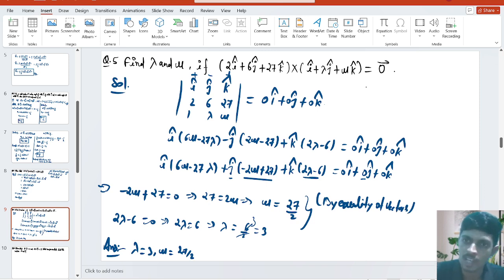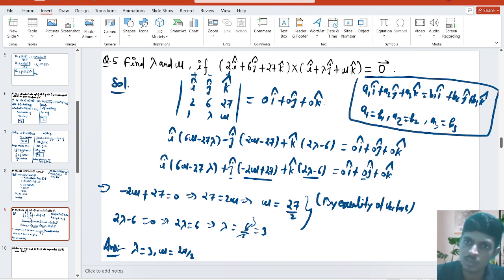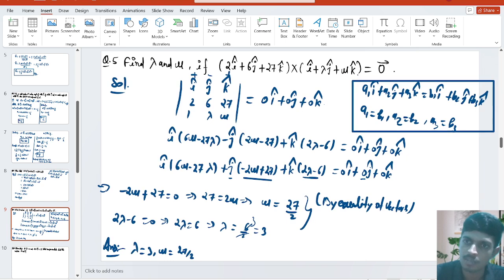So what is equality of vectors? A1 i cap, A2 j cap, A3 k cap. If this vector is equal to B1 i cap, B2 j cap, B3 k cap. If both are equal vectors, it is only possible if their components are equal. If A1 equal to B1, A2 equal to B2, okay, and A3 equal to B3. This is equality of vectors. This concept is used here. So this is our answer.